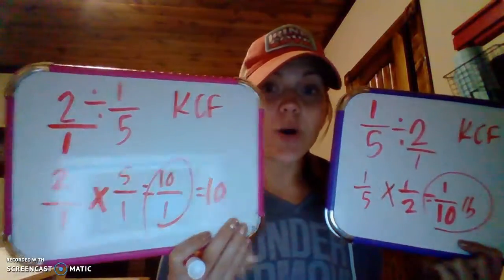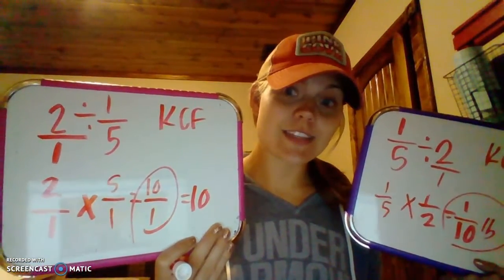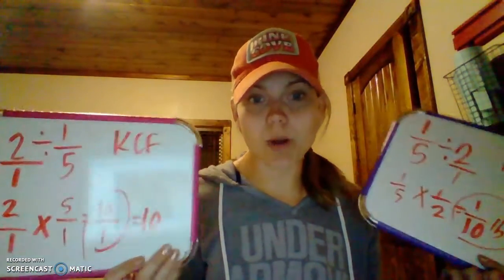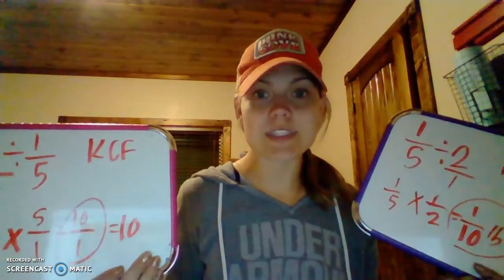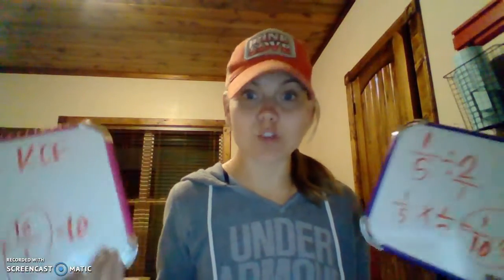So we had 2 problems that had the same whole number, the same unit fraction, but they had different answers. 10 is not the same thing as 1/10, and that's how they try to trick you on a problem. They would have 10 and 1/10 both as answer choices, and you would have to know, do you start with a whole number or do you start with a unit fraction? Hope that helps you.